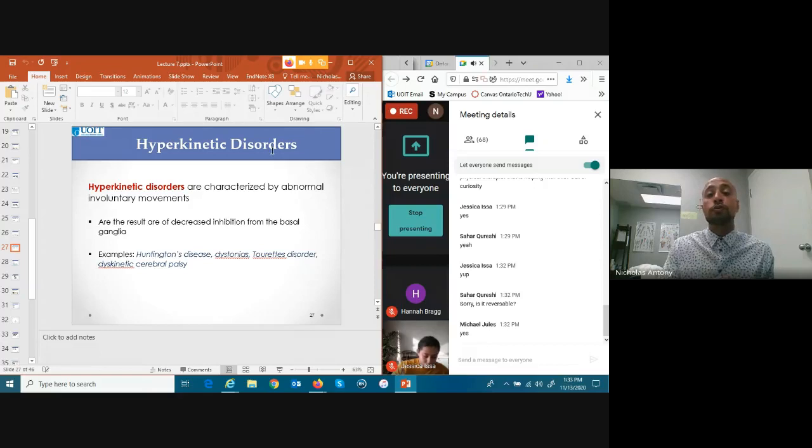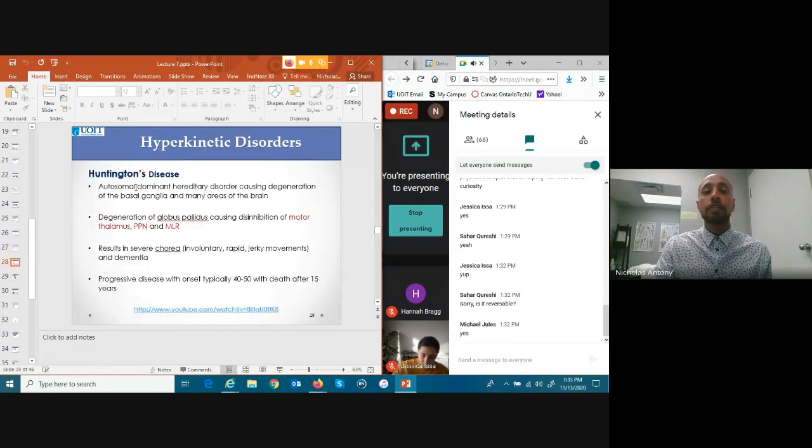Hyperkinetic disorders are those disorders of the basal ganglia motor circuit that cause too much movement. The three that we're going to learn about are Huntington's disease, dystonias, and then, there's four: Tourette's and dyskinetic cerebral palsy. These are ones that you're learning in the tutorial as well, but I'll go over them briefly here. Huntington's disease, does anyone know anything about Huntington's disease?